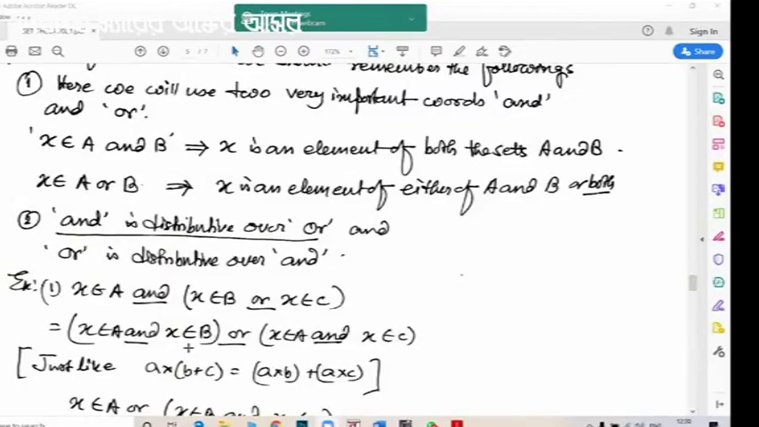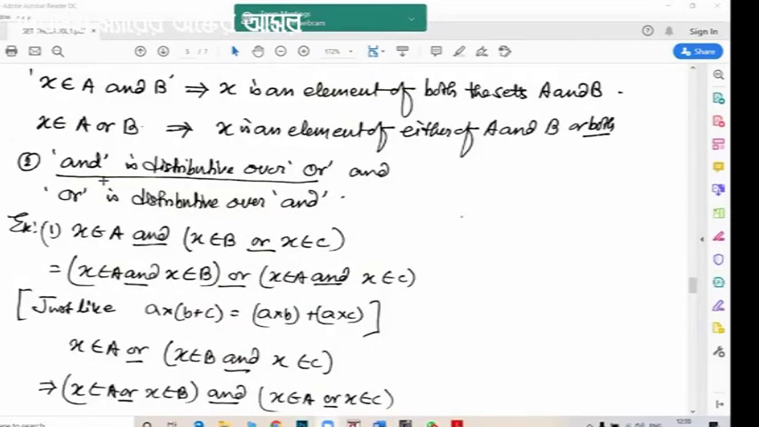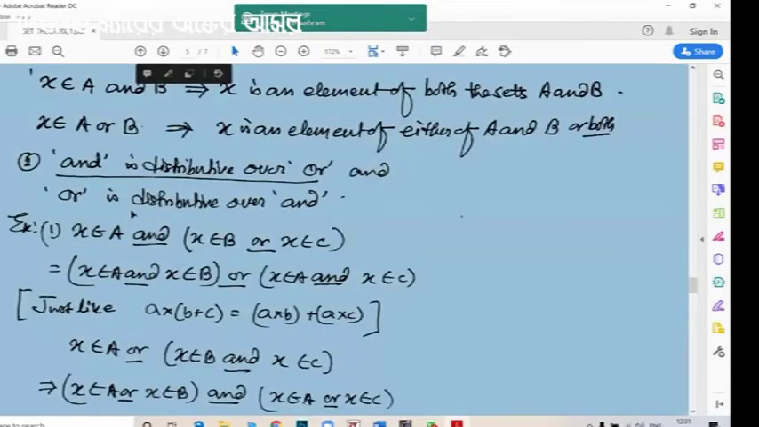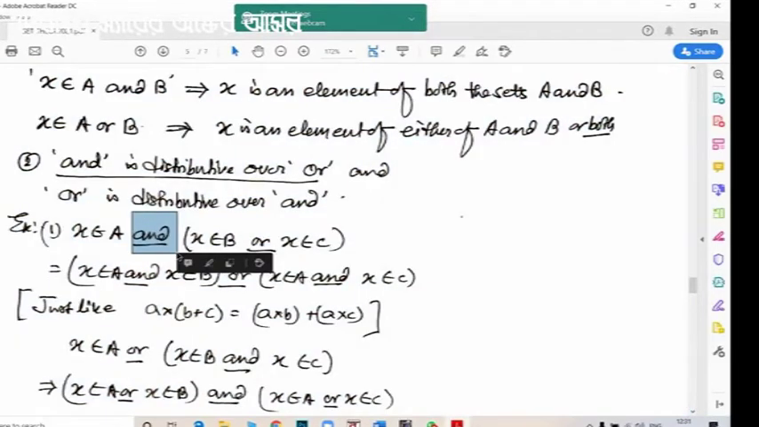So this is distributive. See the example: x belongs to A, look at that, there is "and". So "and" replaces the intersection here. And x belongs to B or C. So you can replace "or" by plus. So A and B plus C.